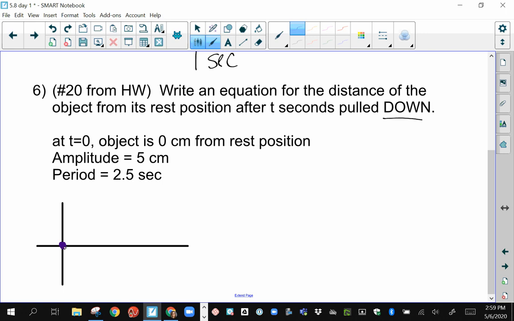At 0 seconds, we're going to start at rest. And then that thing is going to get pulled down. And eventually it's going to rebound. And it's going to look like this. So I recommend a quick little sketch. Doesn't need to be fancy, because that's going to help you determine whether you have a sine or a cosine function.